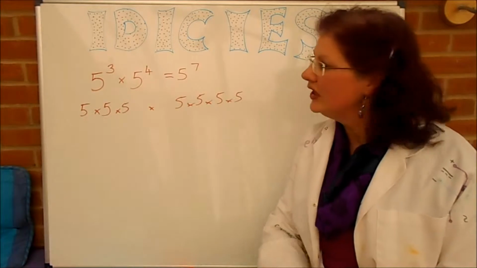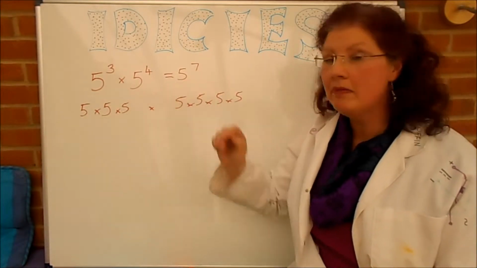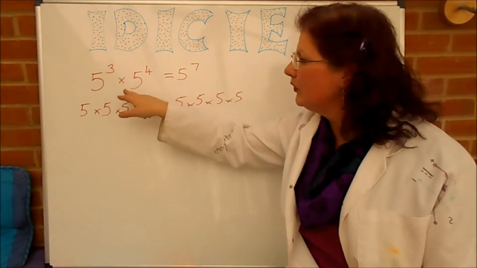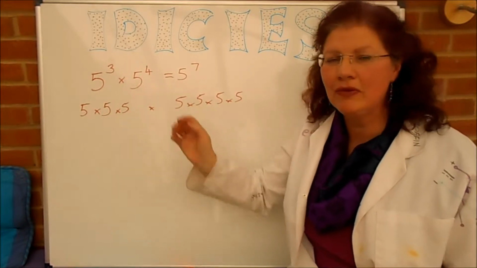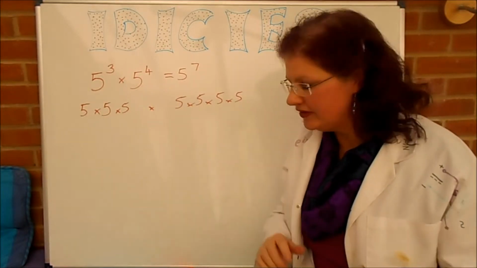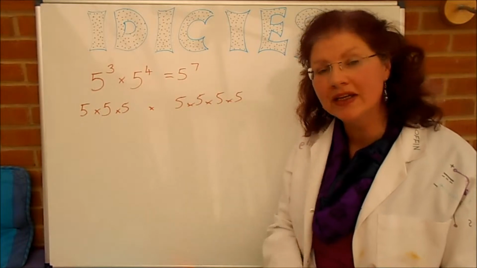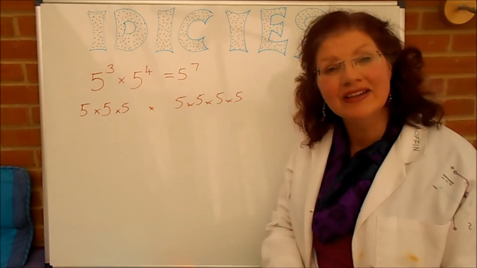Now, two things to note on here. It has to be the same number at the bottom. 5 to the power 3 times by 3 to the power 4 wouldn't simplify. It has to be the same number and it has to be multiplied. And what we do is we simply add the powers.